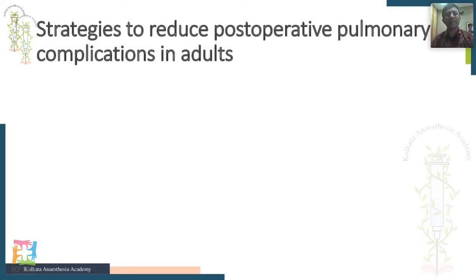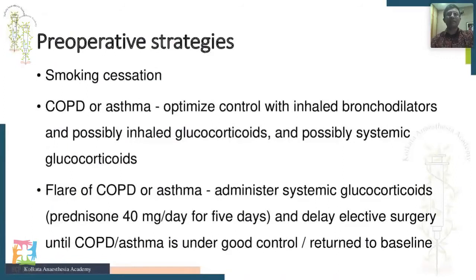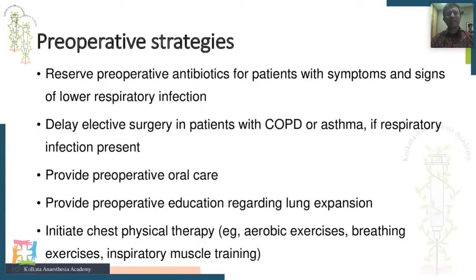So what are the strategies, therefore, to reduce postoperative pulmonary complications? The strategies would be, again, essentially we figured out the factors, try and do it. Smoking cessation, looking after COPD and asthma. If there is a flare-up of COPD or asthma, definitely treat it. We'll come to this. Antibiotics: elective surgery has to be taken in, even if there is COPD, or emergency surgery has to be taken in. Elective surgery, if respiratory infection is present in a COPD or an asthmatic patient, you need to delay and give them antibiotics. Preoperative oral care, we will come to this.